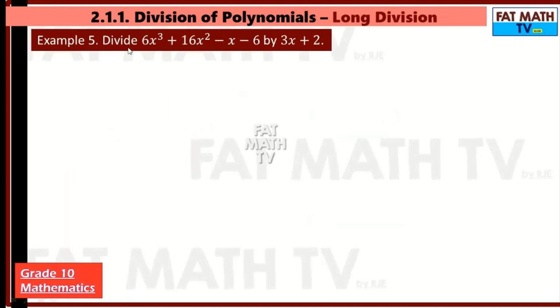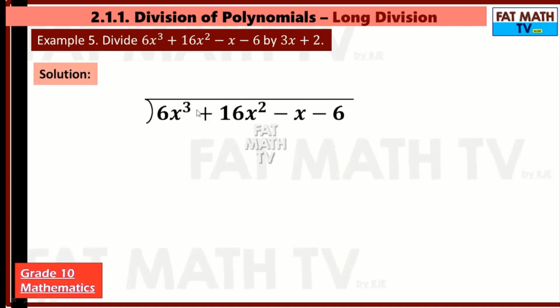Example number 5. This time we have a polynomial of degree 3. So we have 6x cubed plus 16x squared minus x minus 6 divided by 3x plus 2. So 6x cubed divided by 3x. So 6 divided by 3 is 2. X cubed divided by x is x squared. So 2x squared. 2x squared times 3x is going to be 6x cubed. 2x squared times 2 is 4x squared.